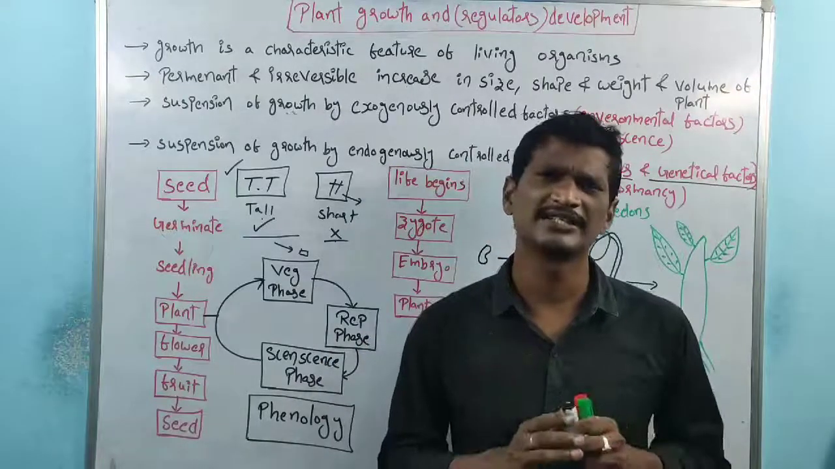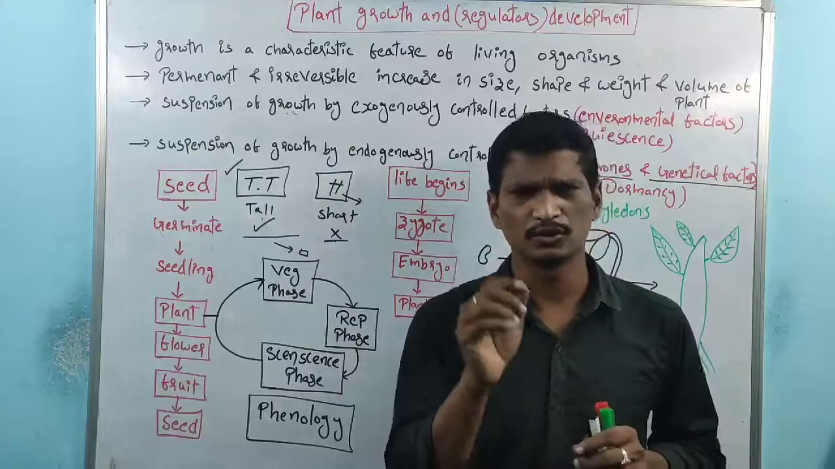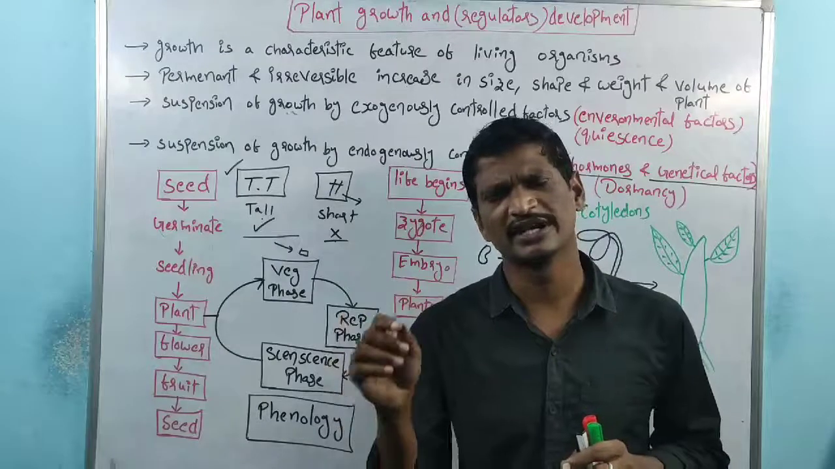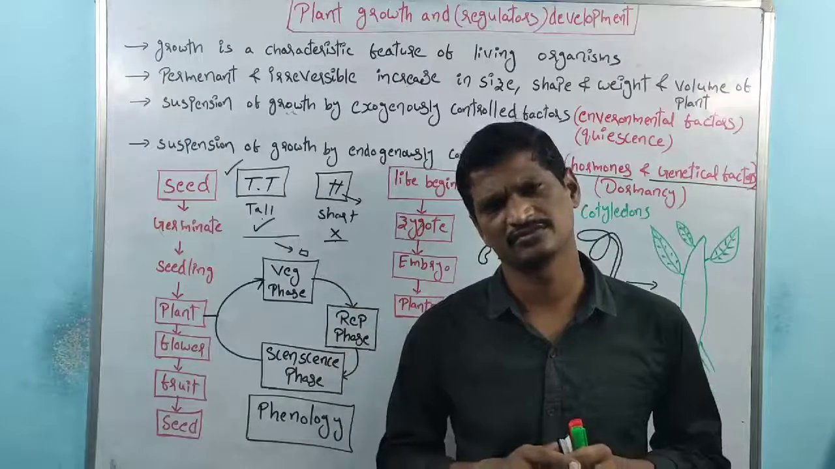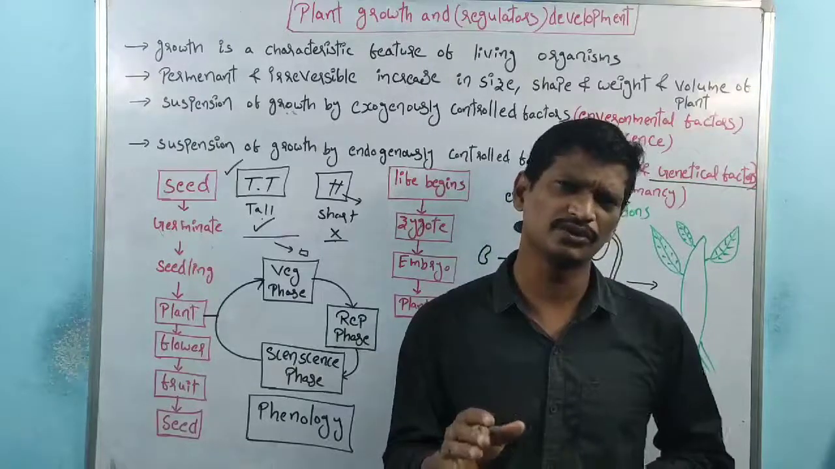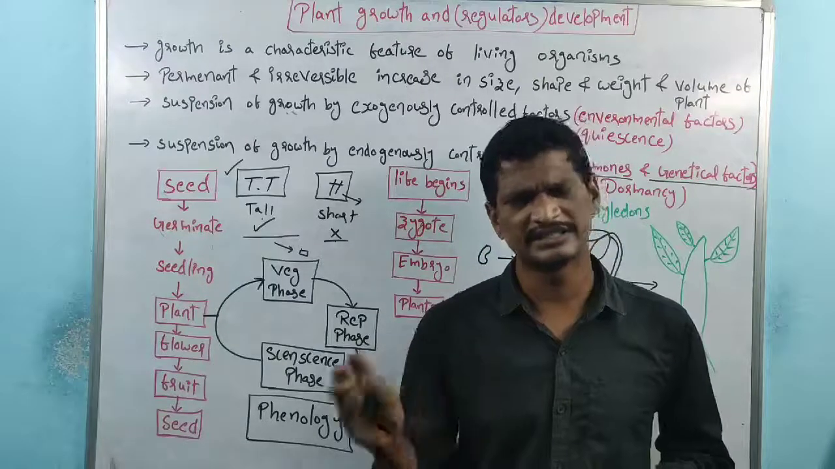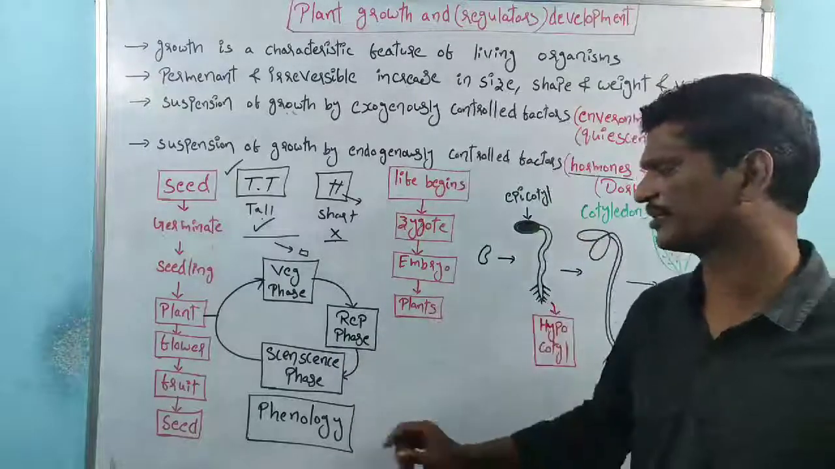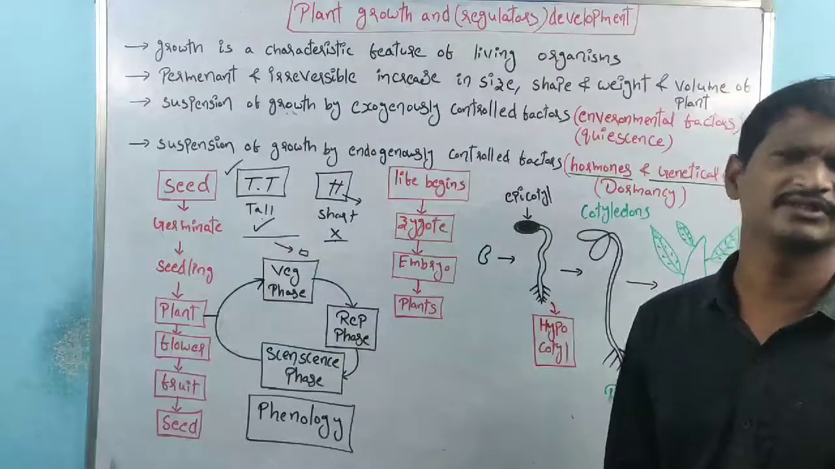So some plants have the capacity to show variation. The plant morphology varies according to the seasons. That nature of showing variations with the seasons is called phenology.